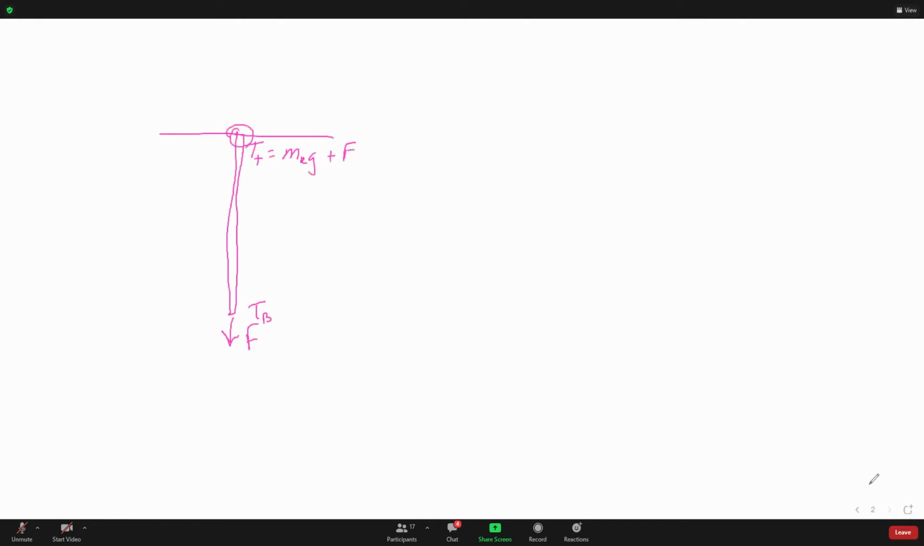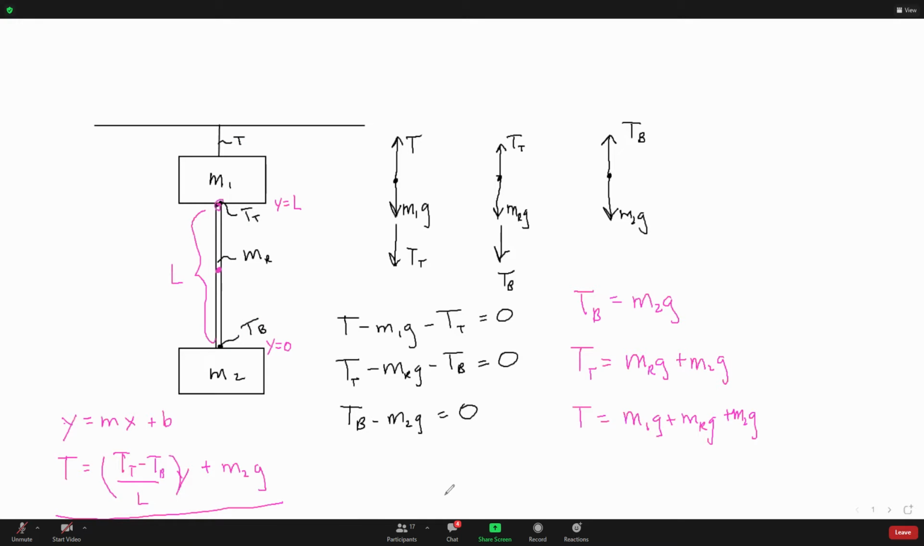Okay, someone asked the question, where did we get this from? Well, let's go ahead and graph it. And this is the tension in the rope. Well, when y equals 0, we know the tension in the rope is m2g. So that's clearly going to be our intercept. There's the intercept right there.